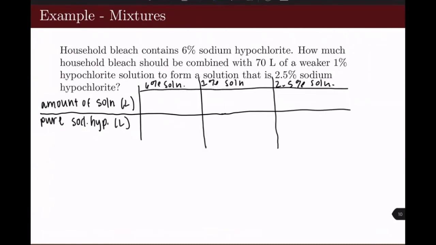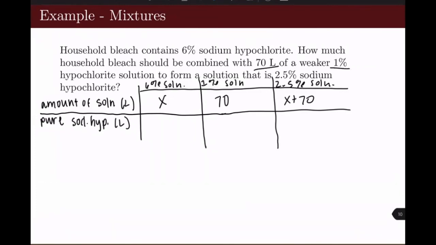All right. So we don't know how much is the 6% solution, so we're going to let that be our X. Then we know that there's 70 liters of the weaker 1%, so this is going to be 70 liters, right? Because the top row is amount of solution. Now what we're going to do is add going across, because if I'm going to add X to 70, I'm going to have X plus 70, because this is liters, right? I'm adding X liters into 70 liters. So it's X plus 70 liters.